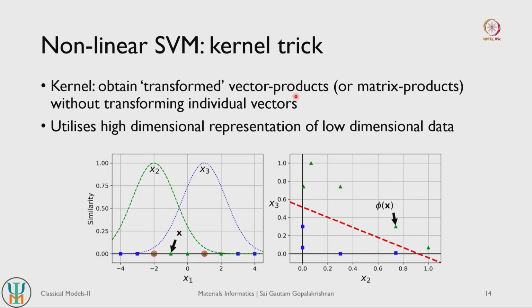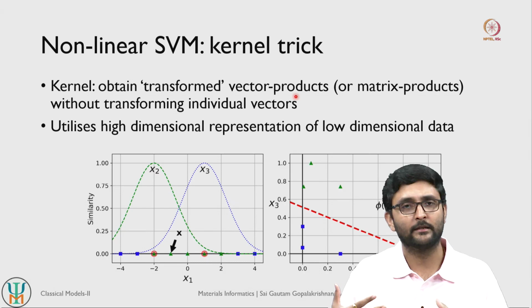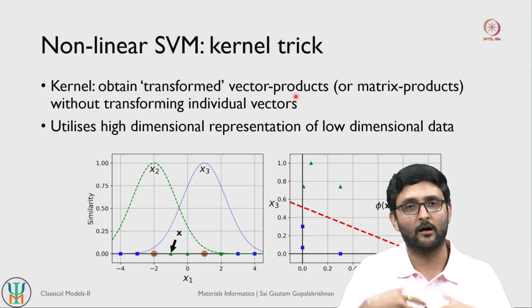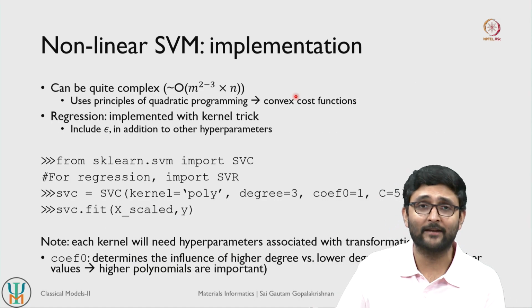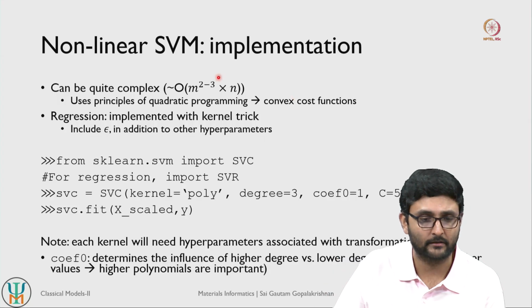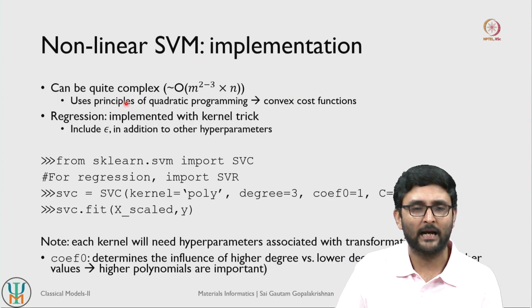So, whenever you have difficulty in identifying a certain set of relevant features for any machine learning model, you can always consider using the kernel trick to see if that can give you a better representation, or a better model. Okay. So, how do we actually implement this kernel trick with a non-linear support vector machine?